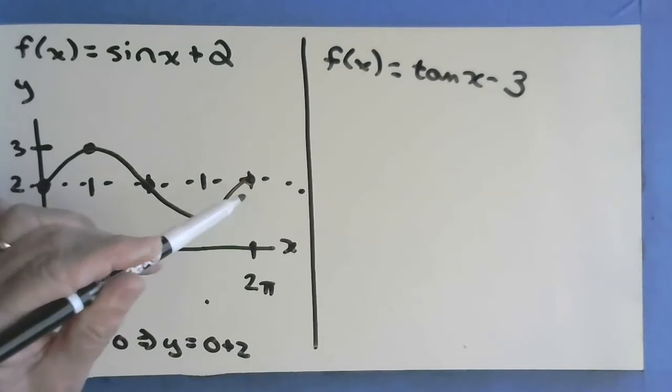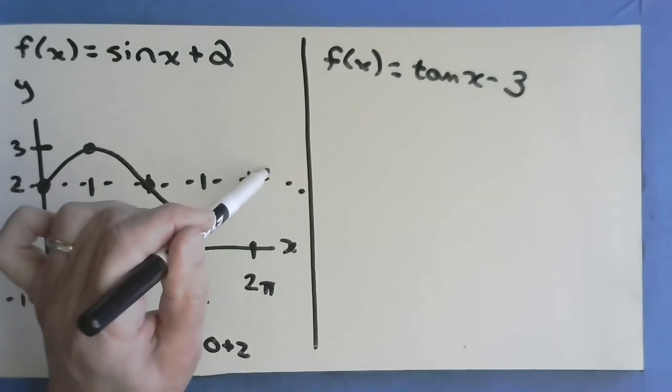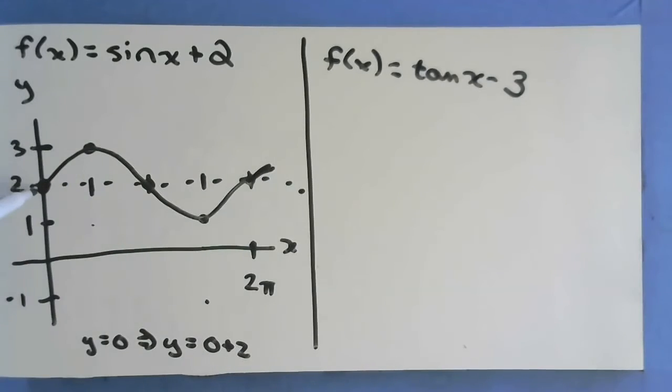So the whole graph slides up, and don't forget that it keeps going. It can keep going in either direction, however long that you want to draw it. But the whole point is to be able to sketch sine, but it's been slid up by a distance of 2.